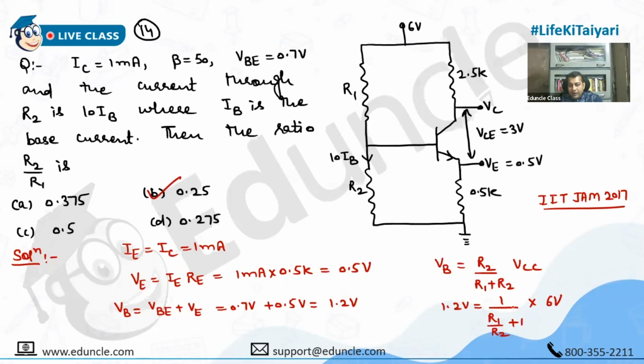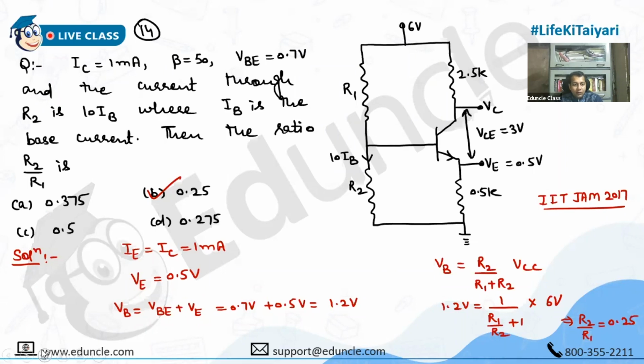So from here you will get the answer. No need to do anything. And no need to solve for this one also, because this is already given. So now if you solve this one, you will get R2 by R1 to be 0.25. That's it. We don't require this information at all in this question. But if they ask you about the actual values of R1 and R2, then you do require this information.